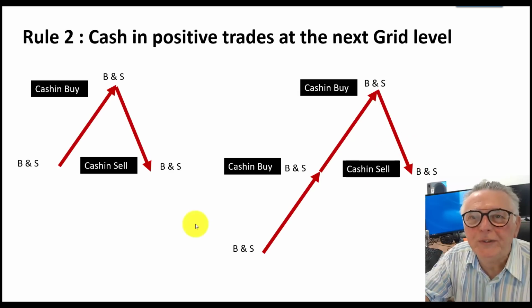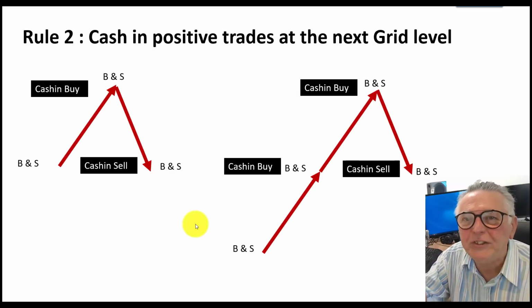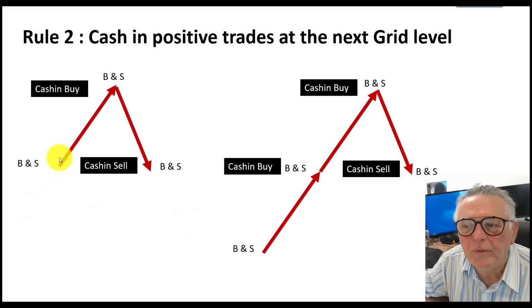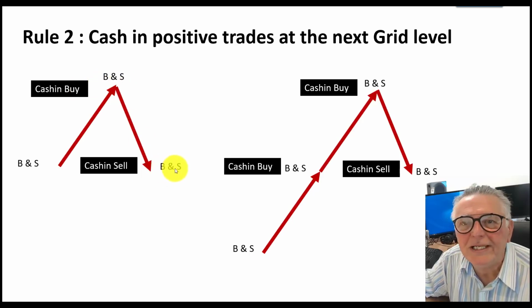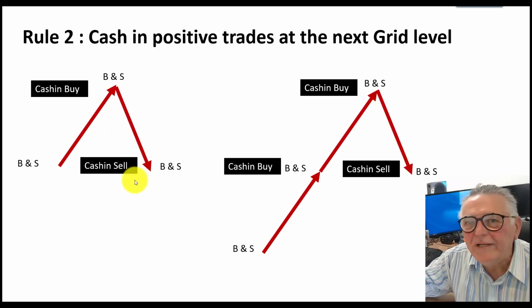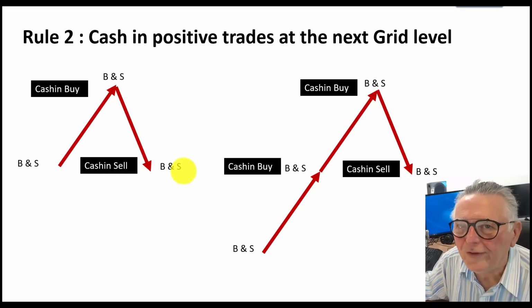So rule two, which follows on from what I've just said, is you cash in your positive deals as they reach the next grid level. So using that example before, you would enter a buy and a sell. The buy would go positive as it reaches the next grid level, and you cash it in. Then it comes back here and it reaches another grid level, and you cash in the sell that was successful. And you just leave the others open. And I'll show you why you leave them open.